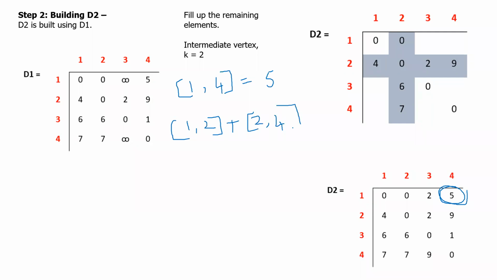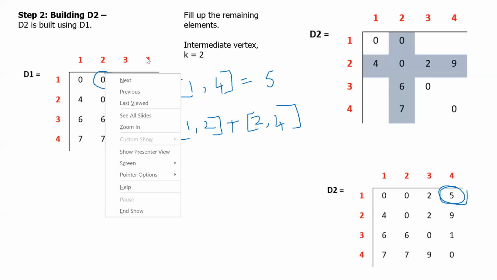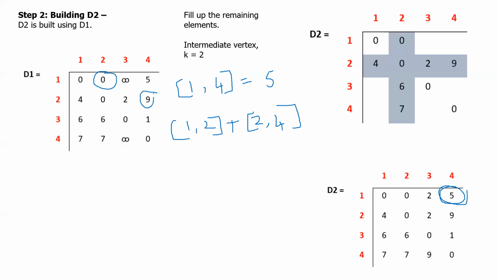That is, you have to find a distance from 1 to 4 via node 2. So 1 to 2, it is 0. 2 to 4, it is 9. So you have to consider the current distance from 1 to 2 and 2 to 4, which is 0 plus 9, which is equal to 9.